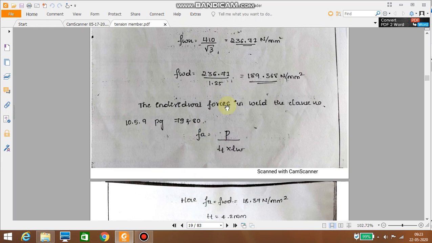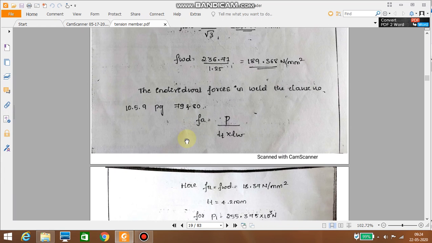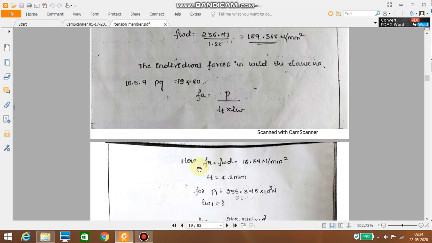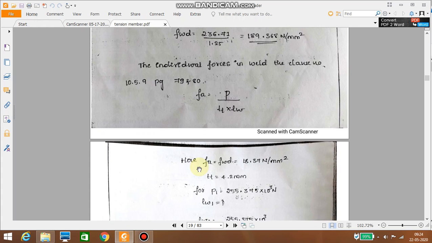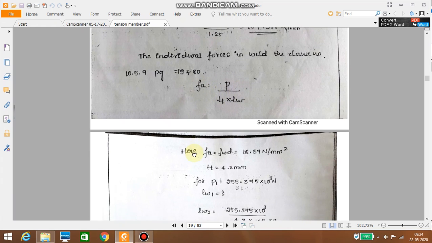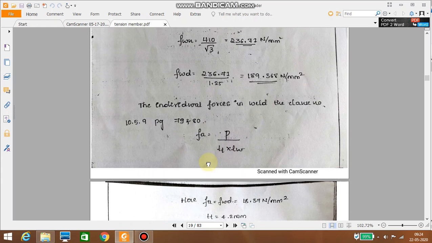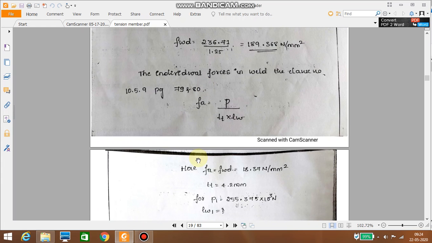Now, the individual force in the weld, from clause number 10.5.9, Fa equal to P divided by Dt into Lw. So this is a relationship between the stress and the force. This is the force, this is the area, and this is nothing but the stress. So here Fa is nothing but Fwd, which is 189.37 Newton per millimeter square.